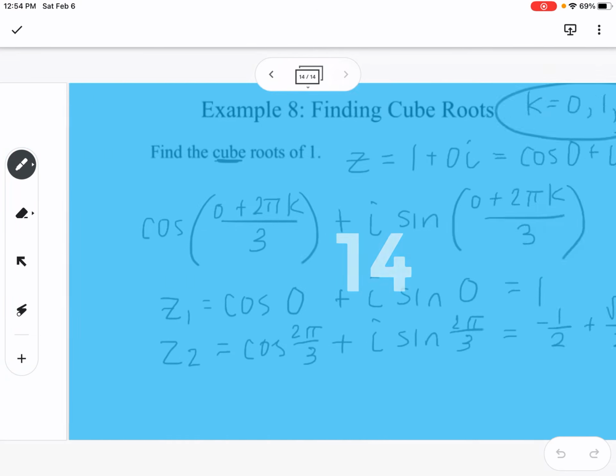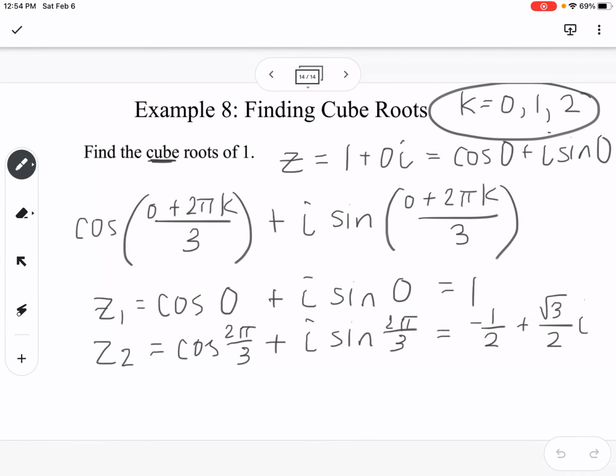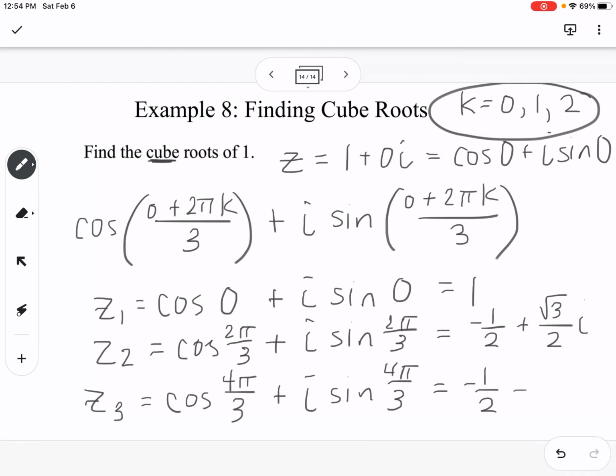Okay, so then we find the third root by plugging 2 in for k, and that's going to end up being cosine of 4 pi over 3 plus i times sine of 4 pi over 3. So that would be negative 1/2 minus square root of 3 over 2 i. Okay, so that's finding the cube roots. There's a lot of information in this section, so please let me know if you have questions about it.